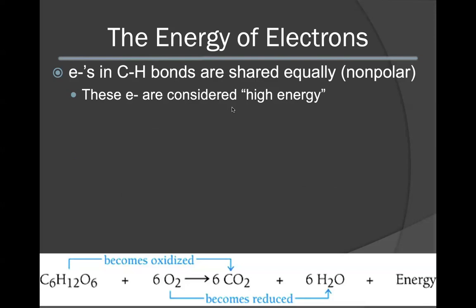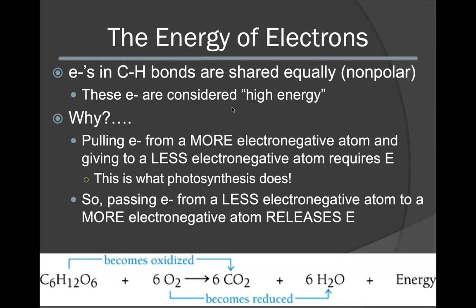Remember, the electrons in the carbon-hydrogen bonds are considered to be nonpolar, meaning that they are shared equally between those two atoms. However, these electrons are considered to be high energy, meaning that they have a very high energy state associated with them. Why is this so? Because pulling electrons from a more electronegative atom and giving them to a less electronegative atom will require energy. This is what photosynthesis actually does. And we'll understand that more when we get into the photosynthetic process.